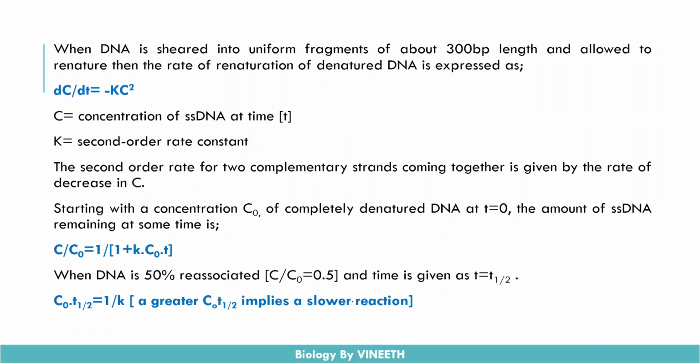When the DNA has got 50% reassociated, that is, you have denatured it and allowed it to renature and now 50% of the DNA has reassociated, the equation is modified to C naught into t half equals 1 by k. Remember, as the concentration of the single stranded DNA, the C naught value, increases, the reaction will be slower. That means, as I said, it follows the second order rate constant, second order rate kinetics.